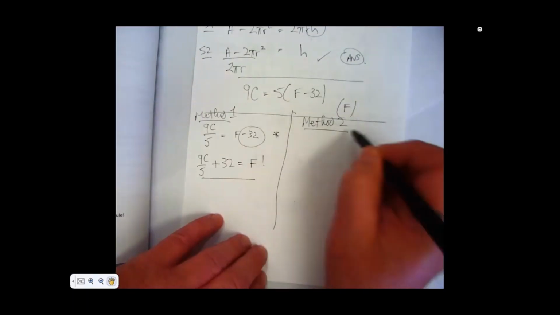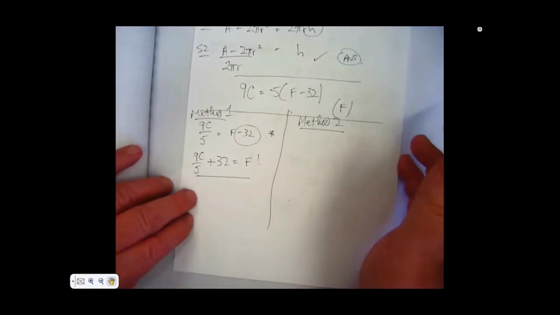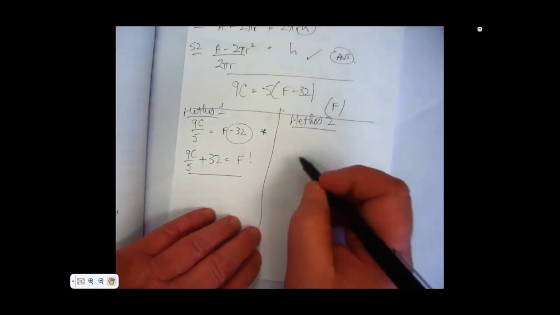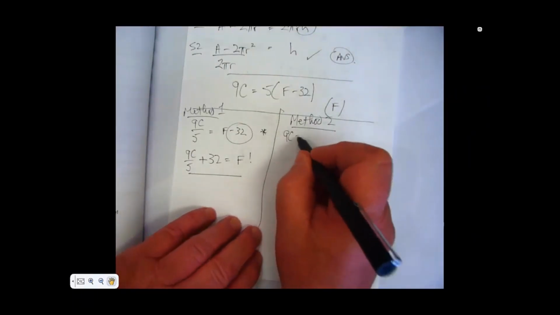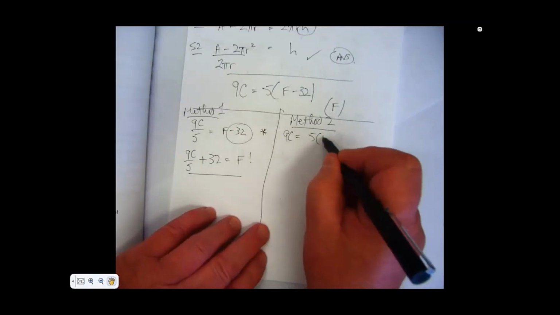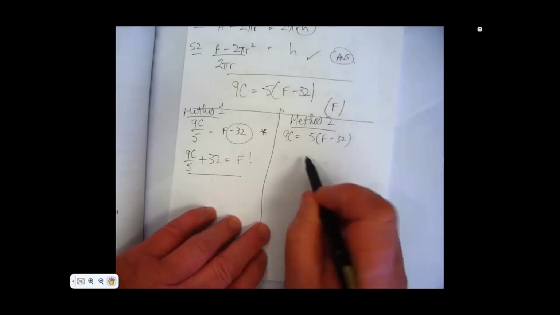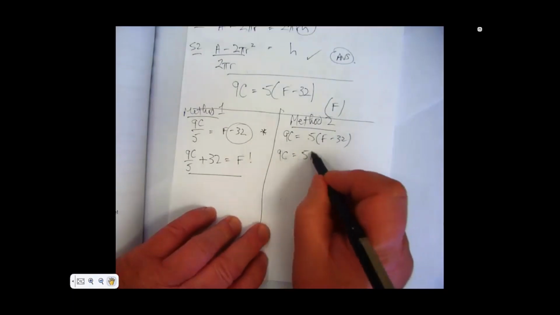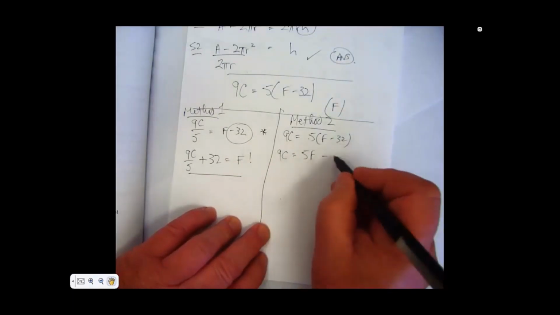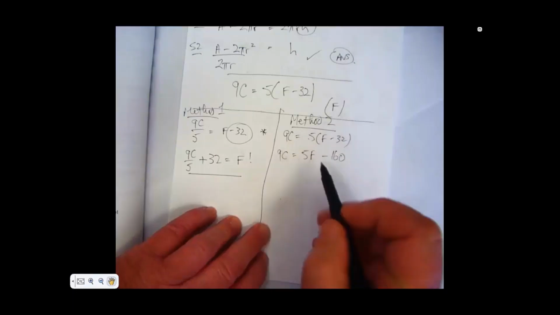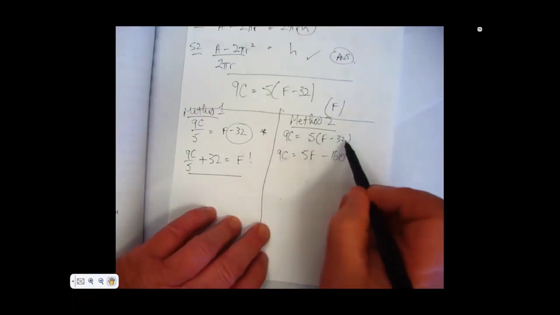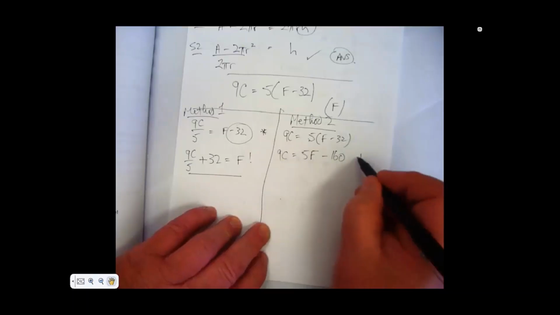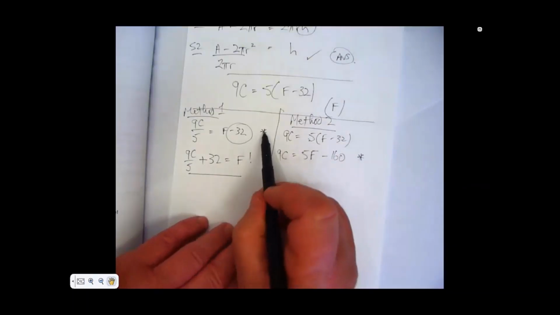So in an exam, if you've got 2 methods, use the one that you prefer to show the examiner, but then use the other one to check. Watch this. 9c equals 5 bracket f minus 32. Now this is the same as 9c equals 5 times f is 5f minus 5 times 32 is 160. So if I multiply this out, this is another clever way of getting rid of the bracket. So I'll put a star there which corresponds to the star here.